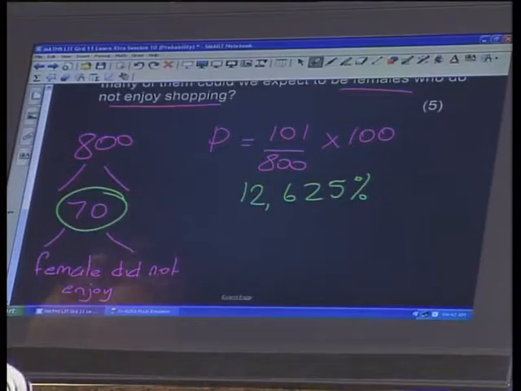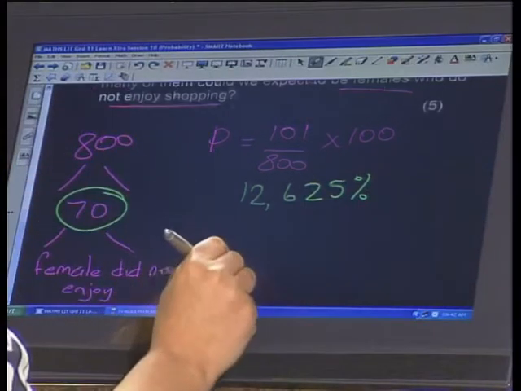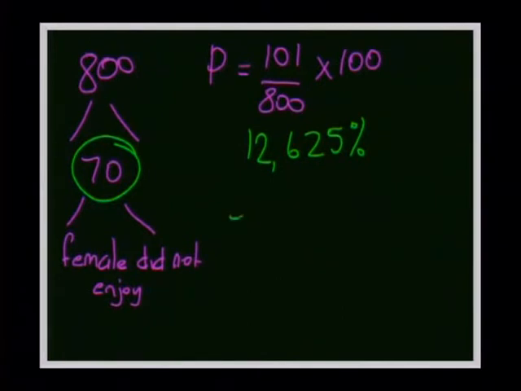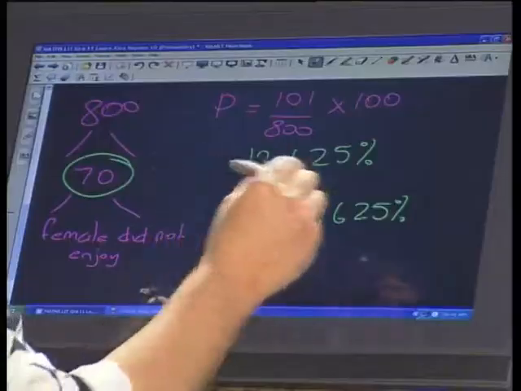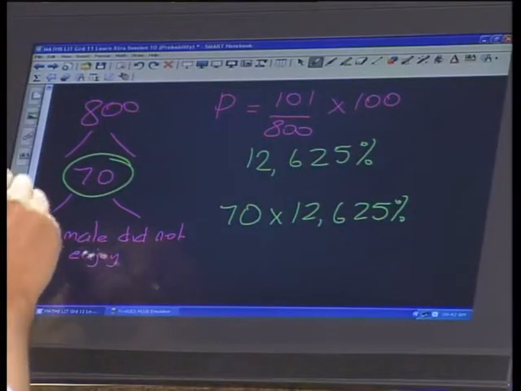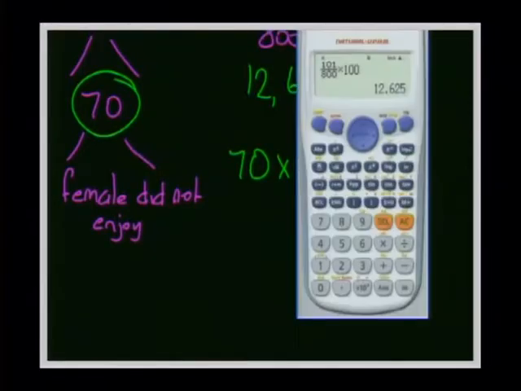Now I'm going to look at these 70. So if I chose 70 of those people, what I'm expecting is that out of the 70 people, 12.625% of them will not enjoy shopping and will be female. So I'm going to take the percentage that I calculated for my total and now apply it to my smaller sample. This is the reason I changed it to a percentage. It makes it easier for me to calculate a percentage of a number. So I have 70 people and I'm going to times it by 12.625%. So on my calculator, let's do that.